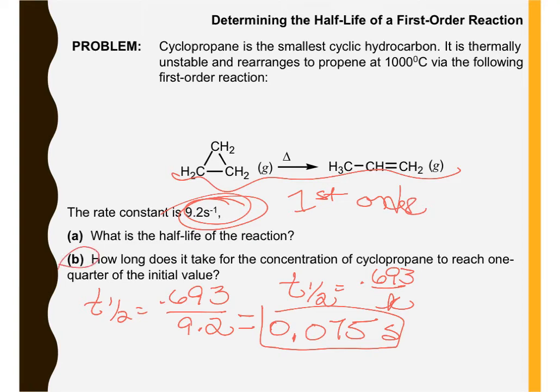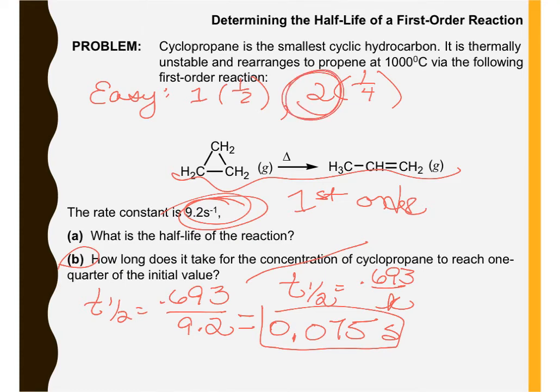For the second question, B, how long does it take for the concentration to reach 1/4 of the initial value? There's an easy way and there's a hard way. The easy way is if you get familiar with fractions, like I told you on the last slide. After 1 half-life, you have 1/2 left. After 2 half-lives, you have 1/4 left. So that means that 2 half-lives have passed. We just calculated the time for 1 half-life, so the easy way is simply 2 times the time for 1 half-life, and that would be 0.15 seconds.